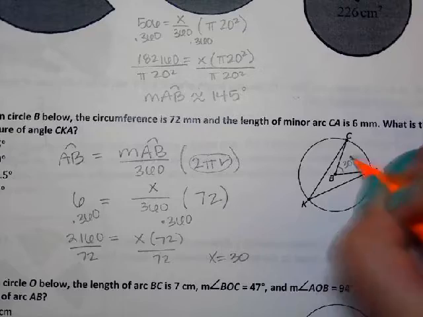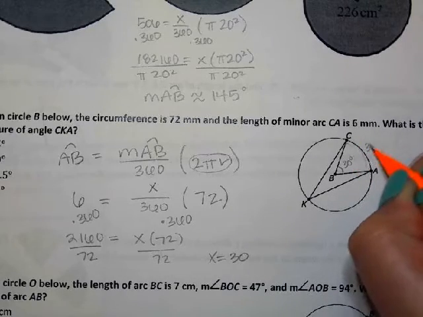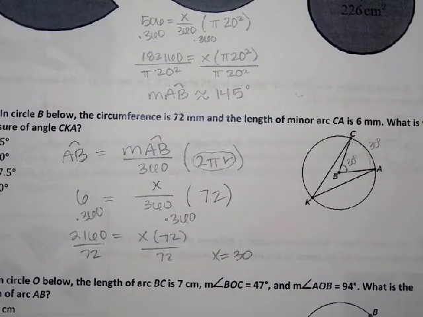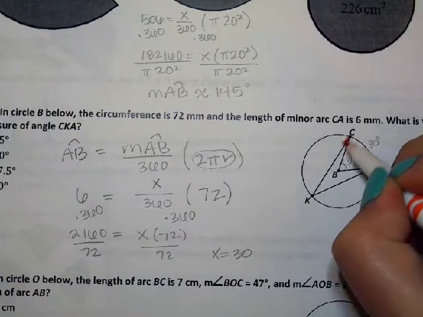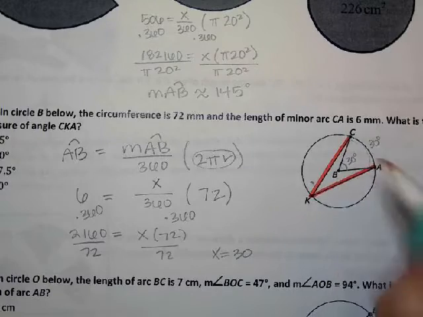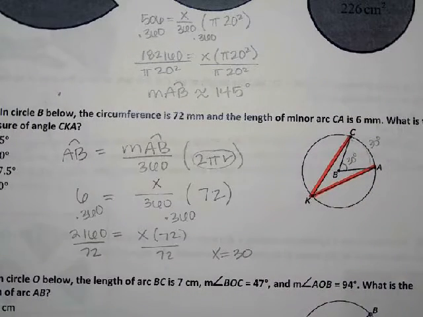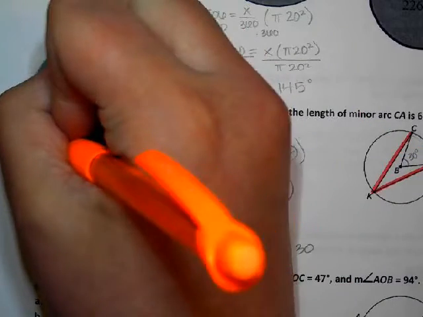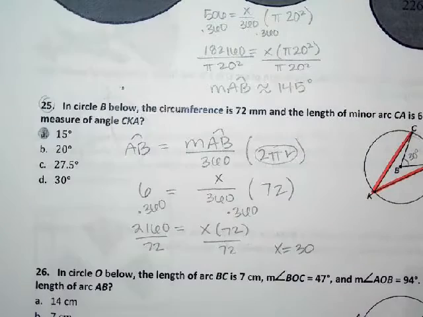Now, the problem wasn't asking for that, was it? What was the problem asking for? The problem said the measure of CKA. So C to K to A. That's what the problem wanted. So what's CKA? 15. CKA is an inscribed angle, so CKA is 15. So I start off by recognizing which formula to use. I plug in the information I have, I solve what I can solve for, and then I go from there. Does that make sense? Okay, let's try another one.